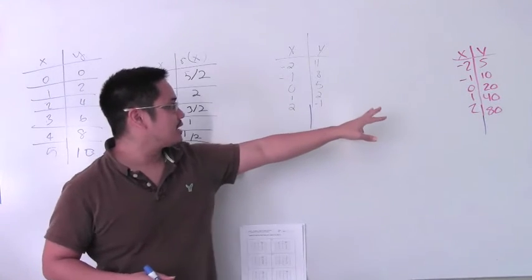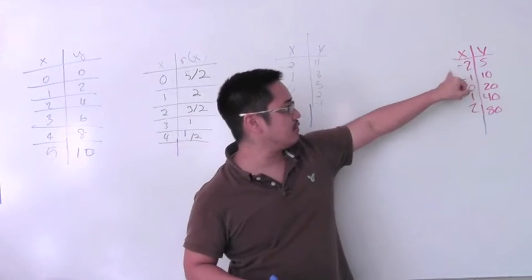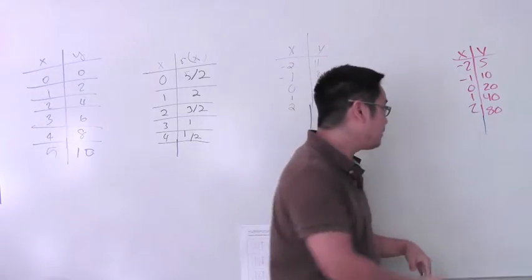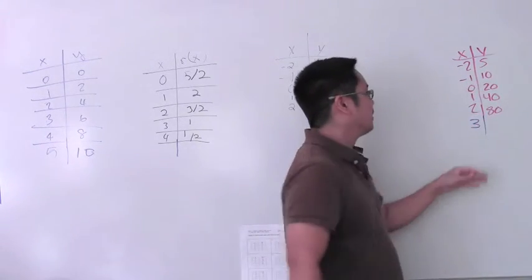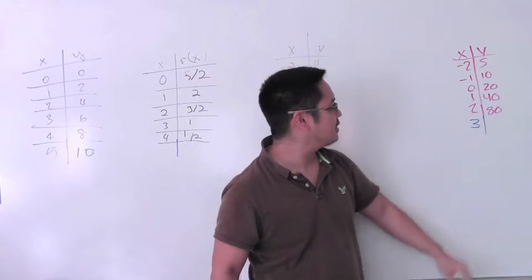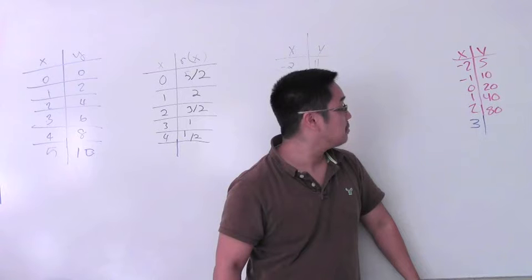I think this might be the next easiest one. Let's go. -2, -1, 0, 1, 2. 3. All right. 5, 10, 20, 40, 80? 160. They double it each time.